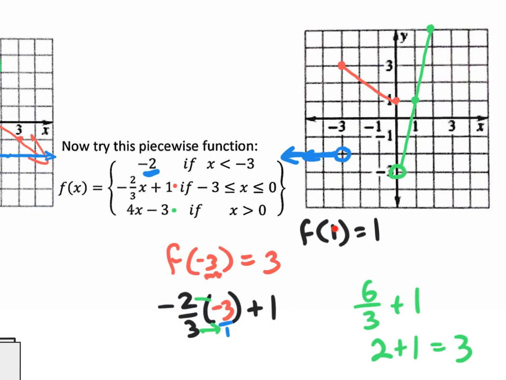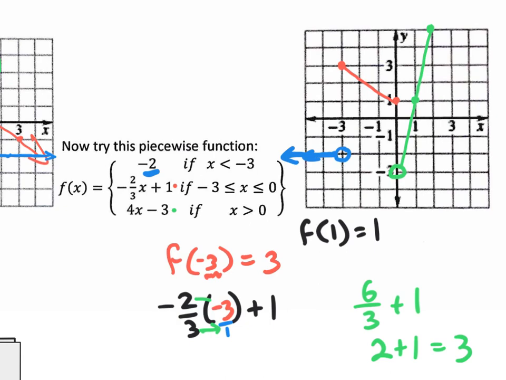Let's say you wanted to verify that algebraically. If you plug in 1, would you plug it into the top one? No, because 1's not less than -3. Plug it into this one? No, 1's not between -3 and 0. You plug it into this one, because 1 is definitely greater than 0. So when you plug in a 1 right here, 4 times 1 is 4, and 4 take away 3 is 1. That's how we got the output of 1. Without doing algebra, we just saw that 1 on the x gave me 1 on the y. There's a coordinate.